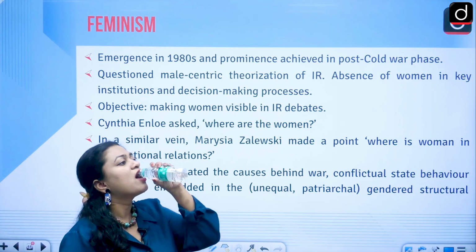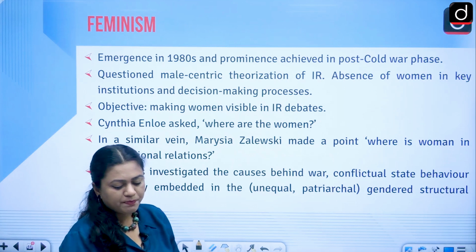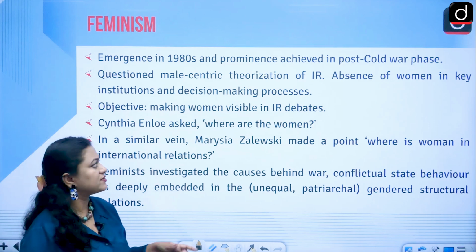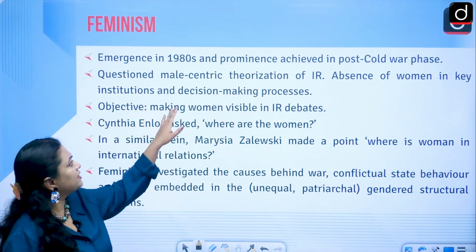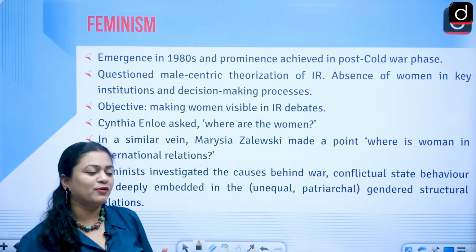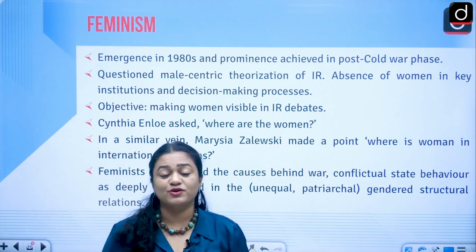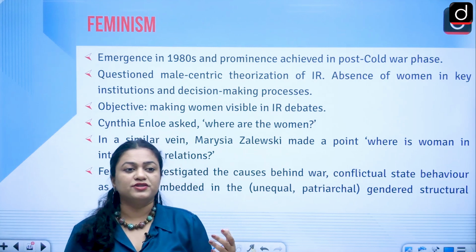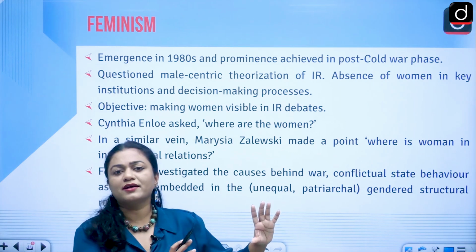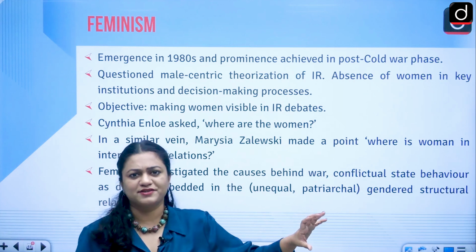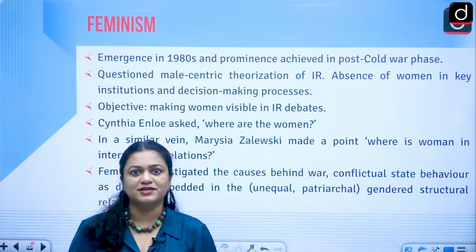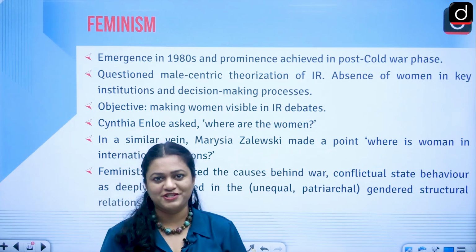So they applied the same formula in understanding international politics as well. They question the male-centric theorization of IR. In international politics, there is an obsession with the ideas of world order, power, the theory of anarchy, etc. For feminists, these are highly patriarchal and male-centric, as you are talking about courage and wars. These are very masculine features.